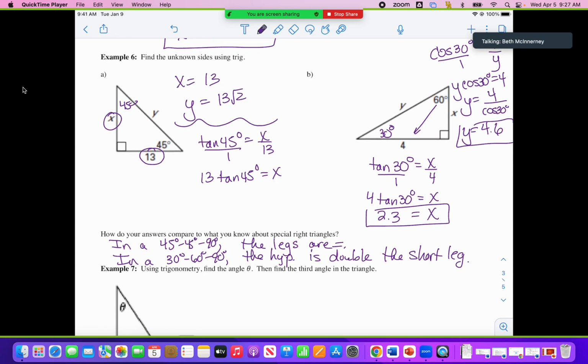Is this coming back to you from geometry? Okay, so I am going rather quickly because besides cosecant, secant, cotangent, this is all review from geometry, just trying to get the cobwebs out from a year ago.